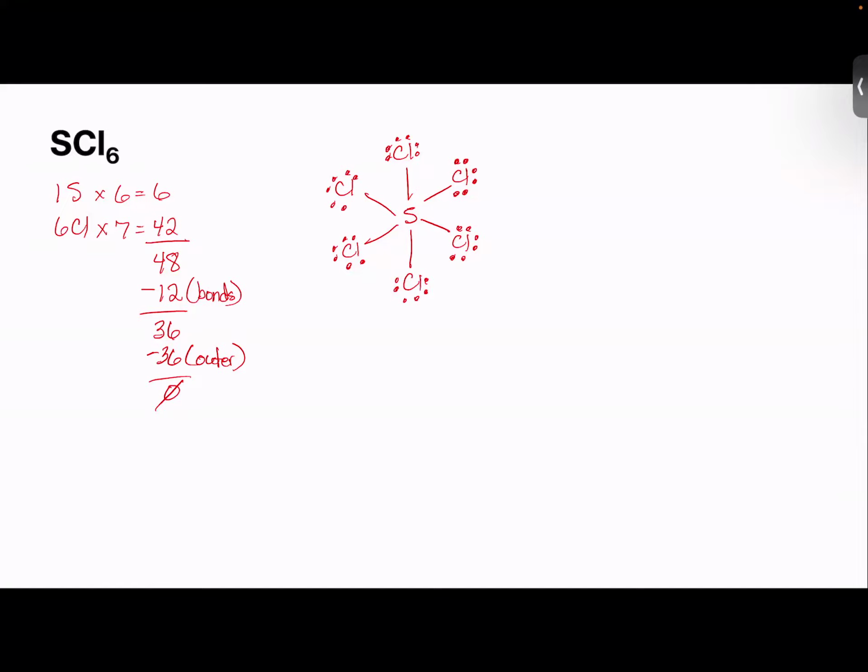And our sulfur currently has 12 valence electrons. But that's okay because sulfur can have an expanded octet because sulfur is in period 3. It can have an expanded octet. So this is the structure for sulfur hexachloride. It will be sulfur that is single bonded to 6 chlorides.